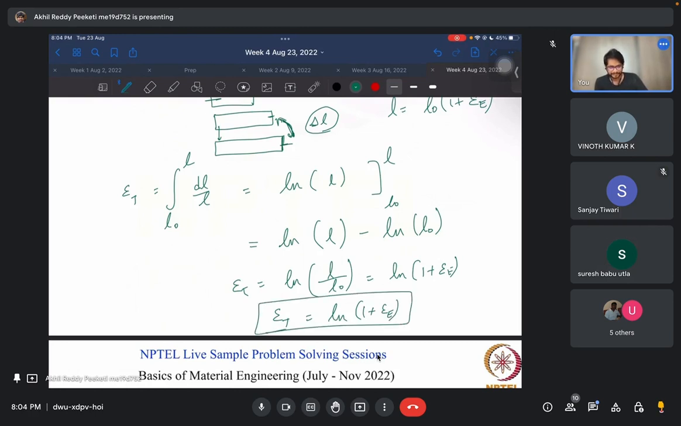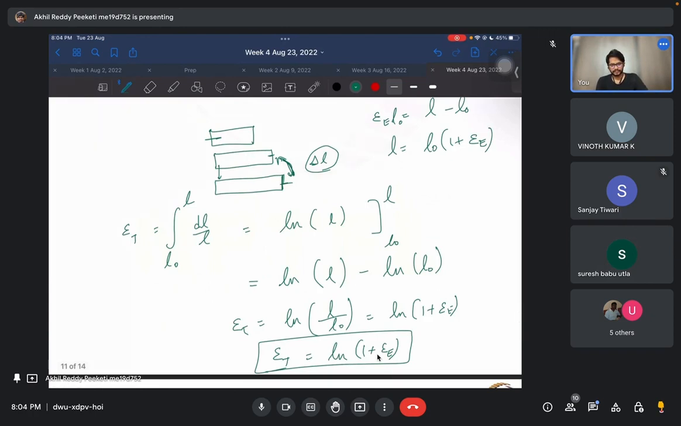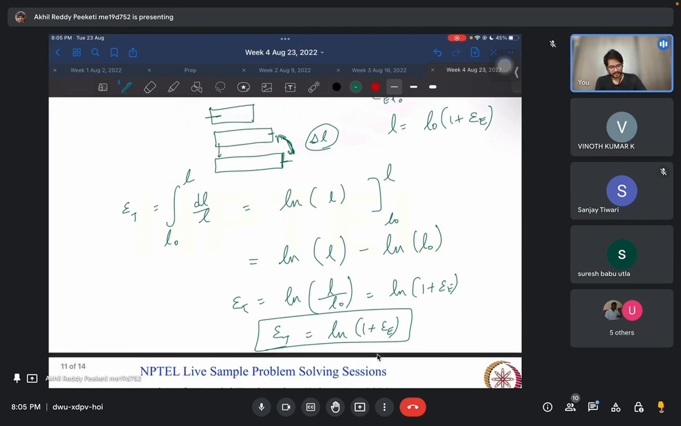Is this clear? We need to take the instantaneous change in length and the corresponding length. The ratio of that is the instantaneous strain. But if you are looking from the initial state to that point, that is the total true strain, which you need to integrate. If you integrate 1 by L dL, you get ln L. We know the limits, current length L and initial length L naught, so you get true strain in terms of engineering strain like this.